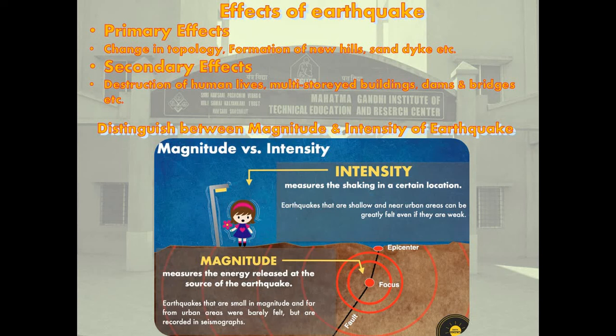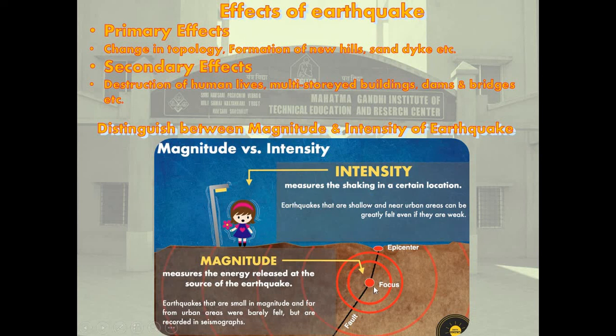Now, distinguish between magnitude and intensity of an earthquake. Here is the main difference between magnitude and intensity. In the first slide, we discuss the different definitions. First is focus. Here, this is the focus. What is focus? The point within the earth where earthquake rupture starts is called the focus or hypocenter. It is the source of elastic waves inside the earth.